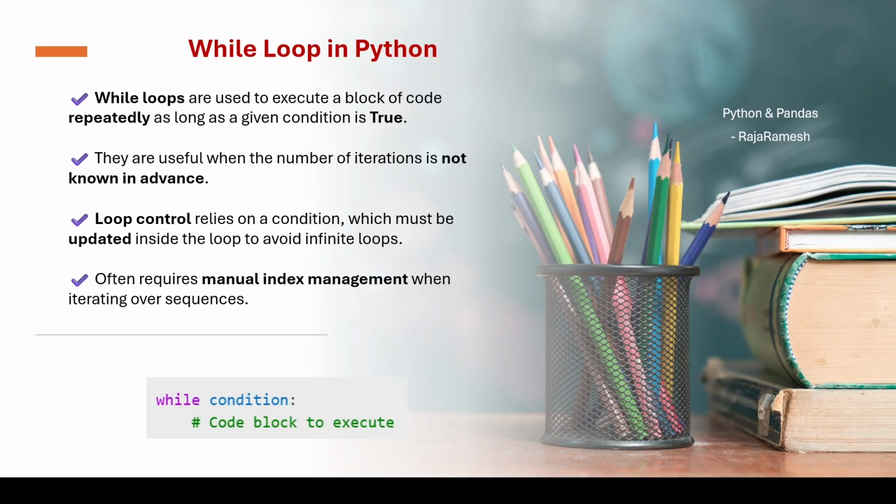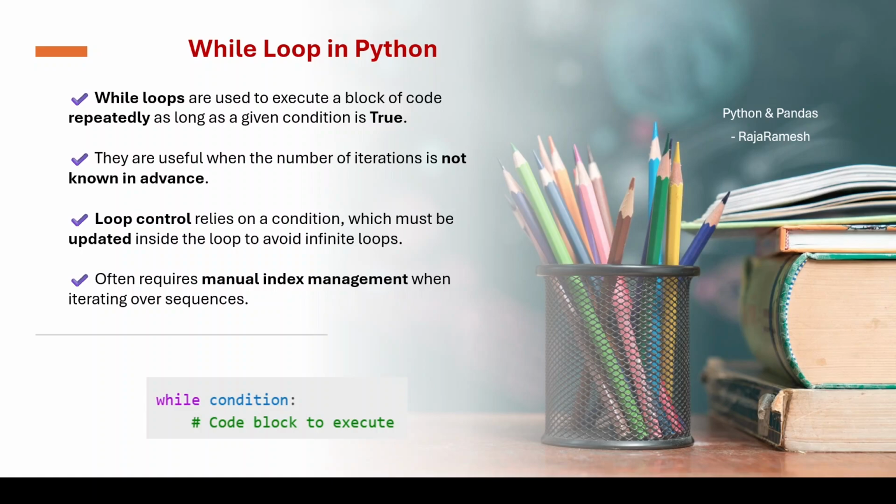Basically, while loops are used to execute a block of code repeatedly as long as a given condition is true. So we have a condition and we have a block of code to be executed till that condition remains true. And while loops are useful when we don't know the number of iterations in advance.